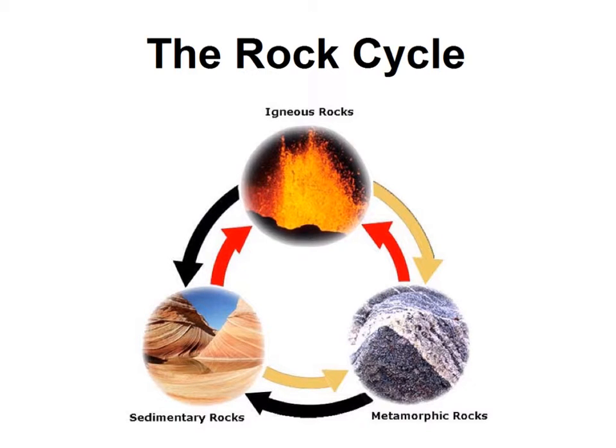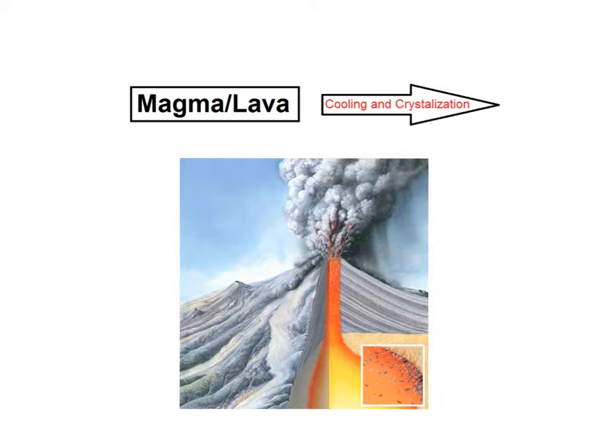Okay, so today I'm going to be discussing the rock cycle, going from igneous, sedimentary to metamorphic. I'm also going to be discussing the stages in between, as well as giving a few examples for each cycle. Okay, first off, we're going to start with magmas or lava.